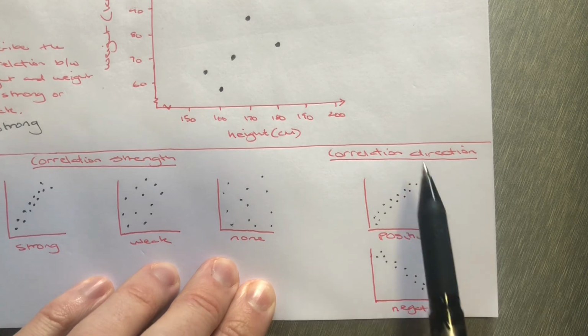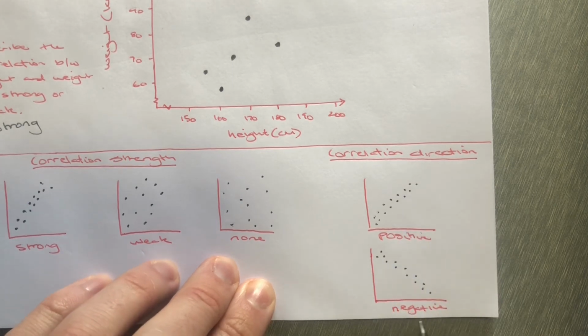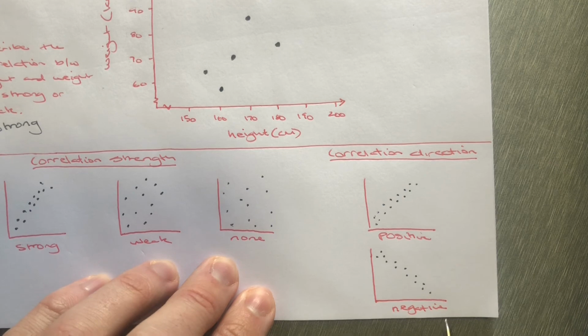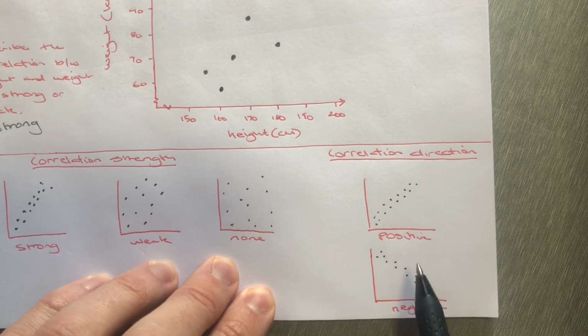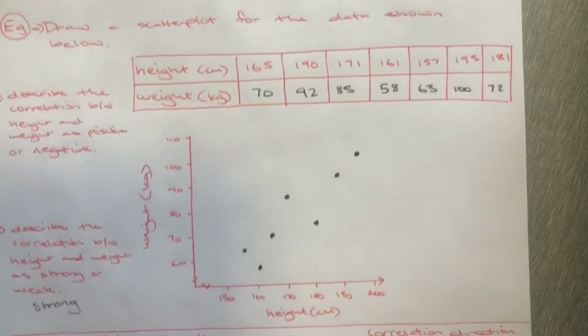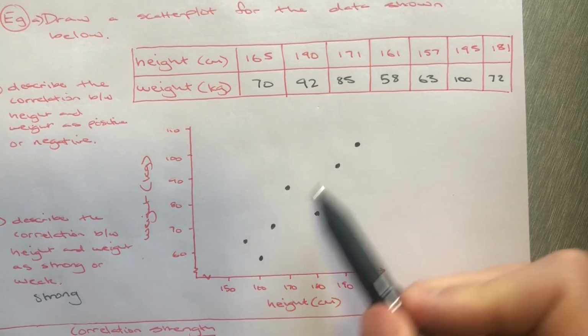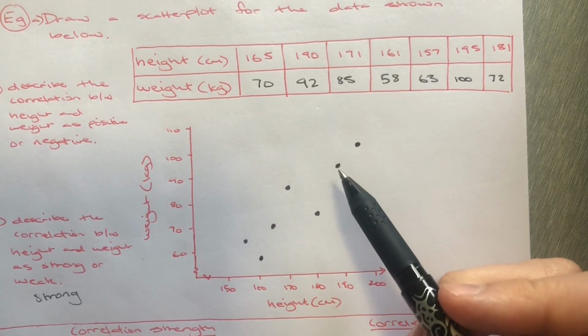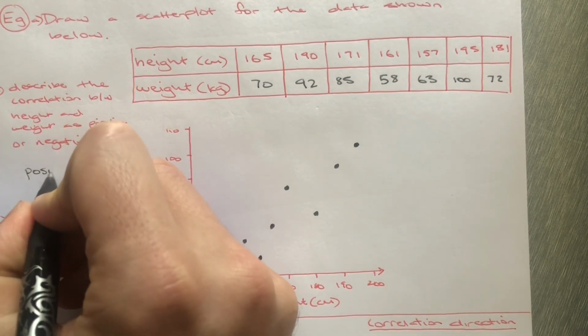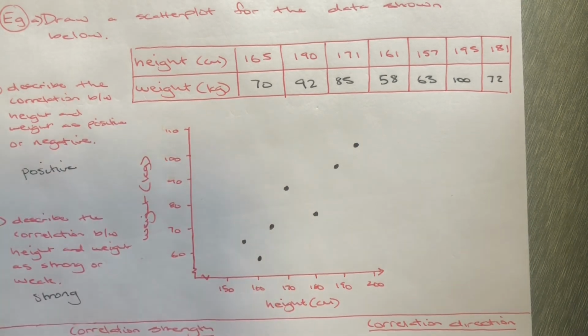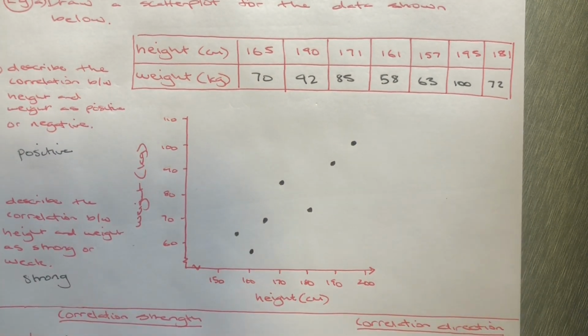Correlation direction is just whether it's sloping up or down. It's just like a linear equation. If you've got a positive gradient, it means your slope's going up, therefore a positive direction. But if you've got a negative gradient, your slope's going down, therefore a negative direction. If we look at this one here, it looks like it's sloping upwards, doesn't it? So if we were talking about gradient, it would have a positive gradient. Therefore we can say the direction of this one is positive. And there we go. Hopefully that helps for your questions.